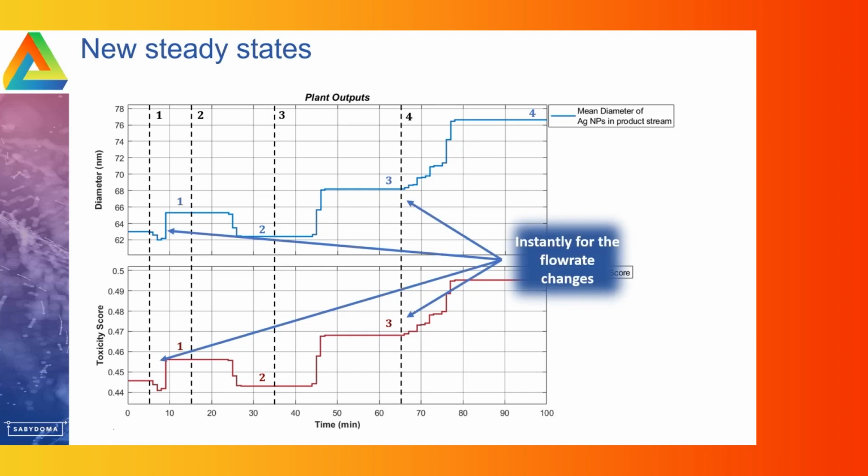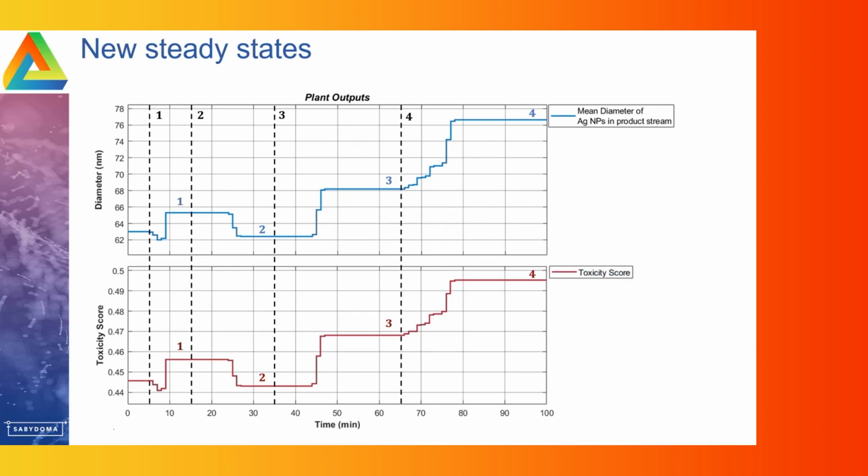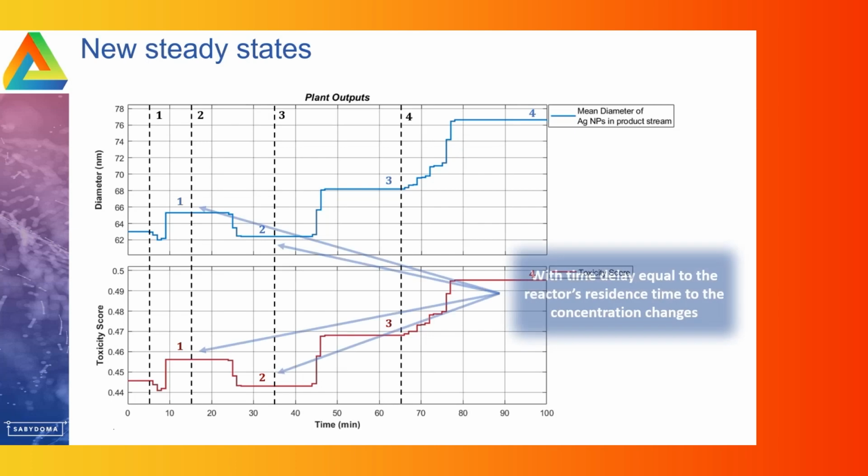So it happens instantly when we change the flow rate, because it does not require time to witness the change at the outlet of the reactor. But of course, it takes time equal actually to the residence time of the reactor, because it's a plug flow reactor, to witness the changes for the concentration levels.